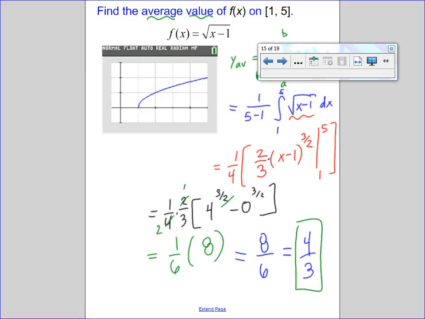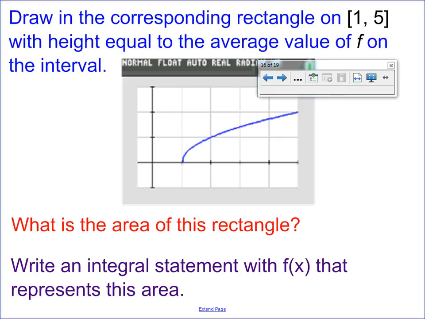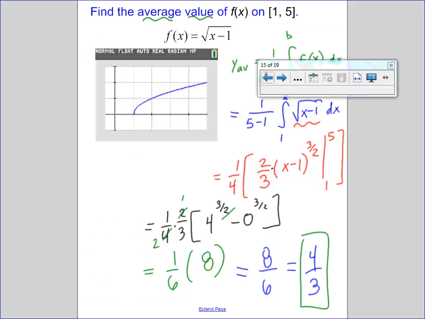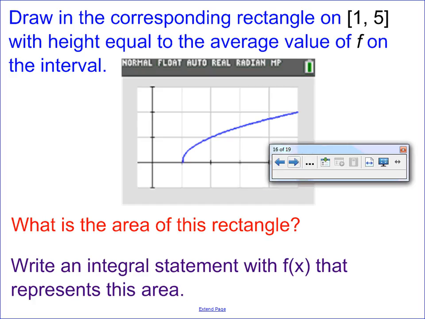What does this have to do with the mean value theorem for integrals, if anything? Well, can we put the pieces together? Can we draw the corresponding rectangle on 1 to 5 with the height equal to the average value of f on the interval? What's the area of that rectangle? And write an integral statement with f that represents this area. So let's do it. We just figured out that the average value is 4/3. Well, the average value is the perfect height of my rectangle that, when multiplied by the width of my interval, gives me the exact area underneath the curve.